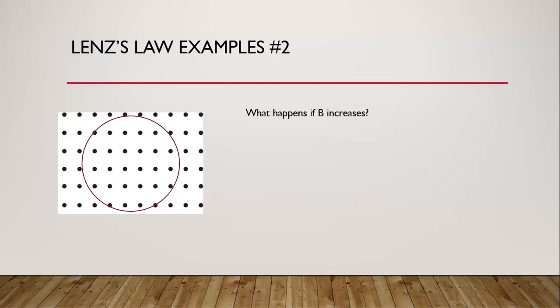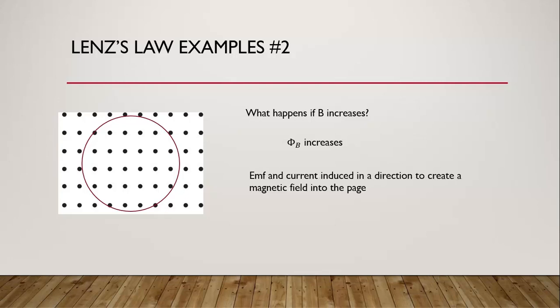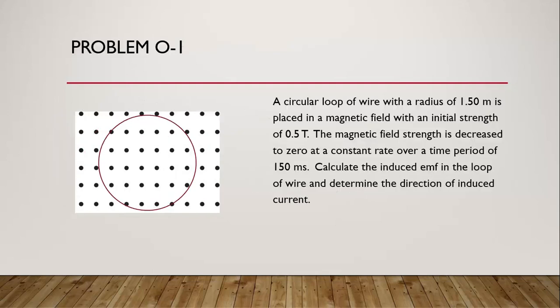Now, if we do the exact opposite, increase the magnetic field, this means that the flux increases, and so EMF and current induced will be in a direction to create a magnetic field into the page, opposite of the direction of changing flux. Using the right-hand rule, this would be a clockwise current going around this loop of wire.